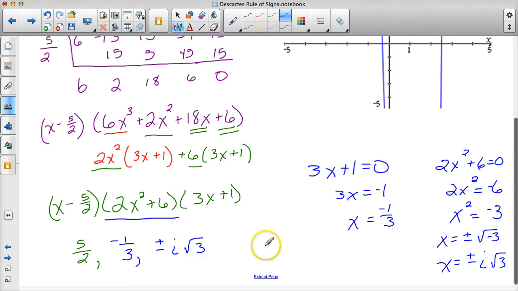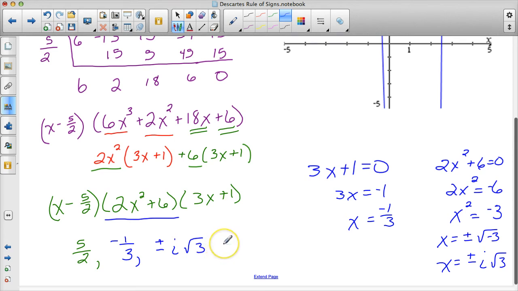I had a polynomial with a degree of 4. That means I have to have 4 zeros, or 4 roots. And I do. One is 5 halves, one is negative 1/3, one is negative i square root of 3, and the other is positive i square root of 3. Remember that the imaginary solutions don't show up on my graph. So graphing this allowed me to find one of my solutions. That allowed me to use synthetic division to find the rest of them. Take the time to pause, rewind, go back, and we'll do a bunch of these in class.